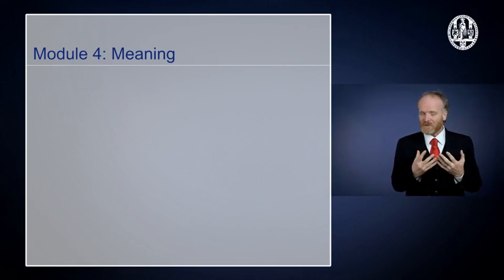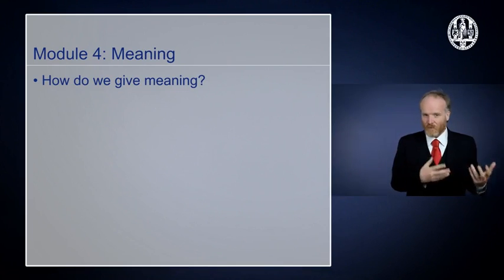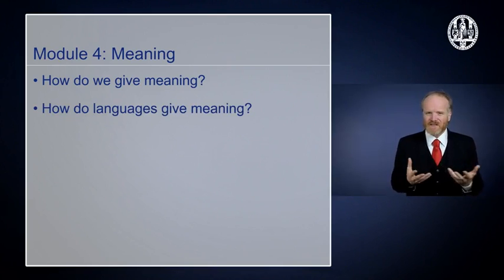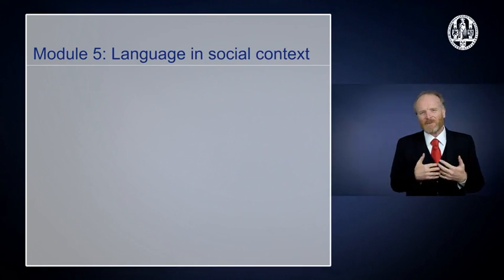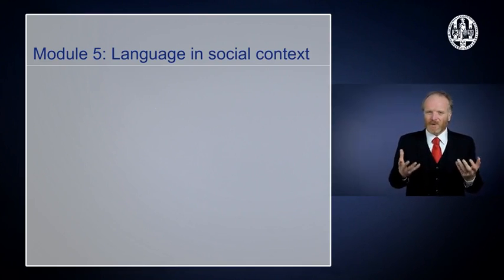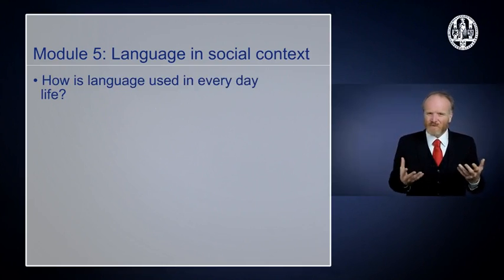In the fourth module, we talk about meaning. How do we give meaning to words and sentences in human language? And how do languages differ in that? And in the fifth module, we talk about language in its social context. We talk about how language is actually used in, let's say, everyday life.